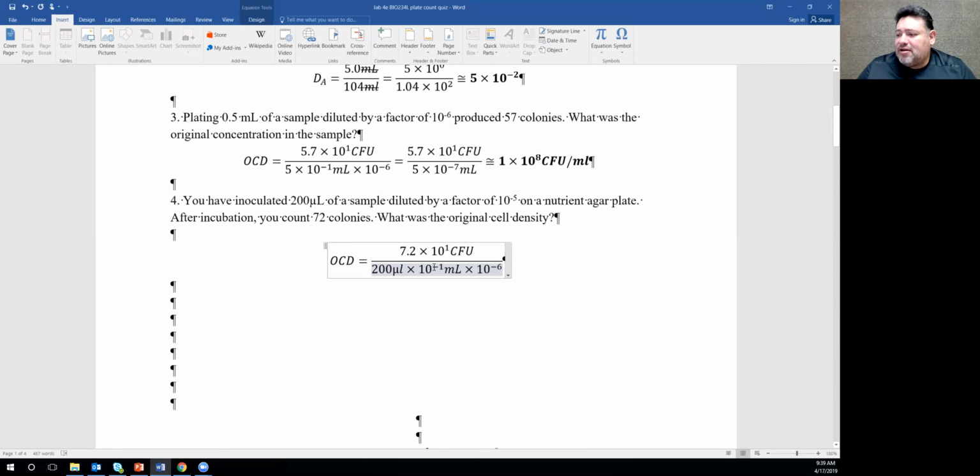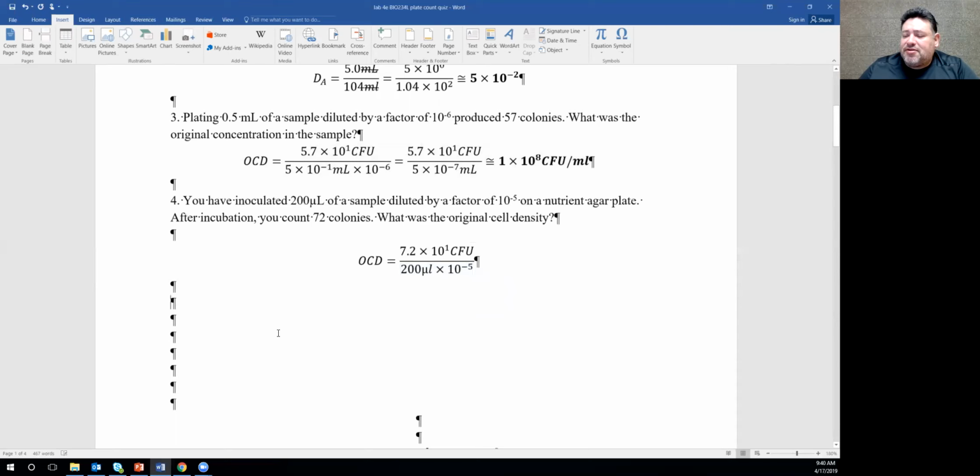So this is going to be times 10 to the negative fifth. And that should be it. Everything else is garbage. So here's my volume plated. Here's my dilution factor. Okay. Now the thing is that original cell density typically gets reported in colony forming units per milliliter. And over here I have a microliter.